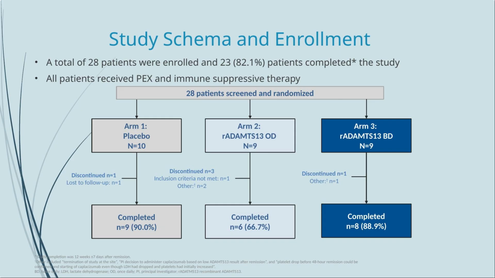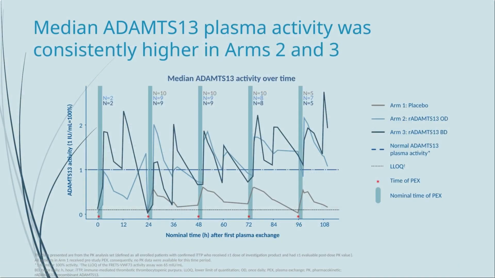So what this graph demonstrates is the median ADAMTS13 activity was consistently higher in arms 2 and 3. And again, those are the treatment arms that received study drug. So you can see the once daily arm looks probably light blue to you guys. So it looks like to me. The graphics are a little different here on the computer. And then the twice daily arm was that darker line there.